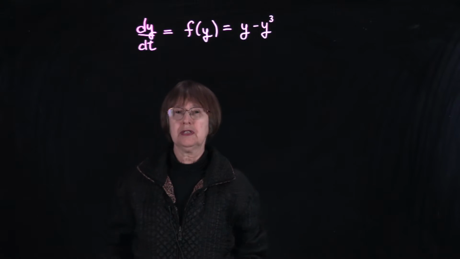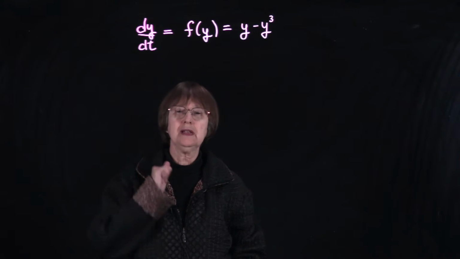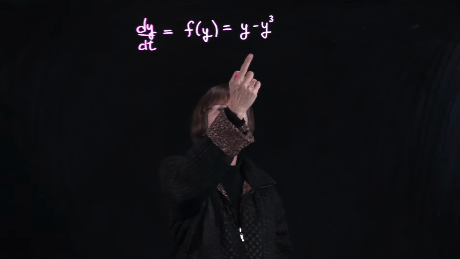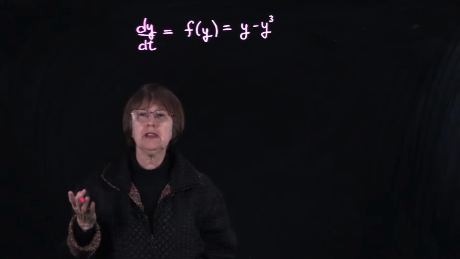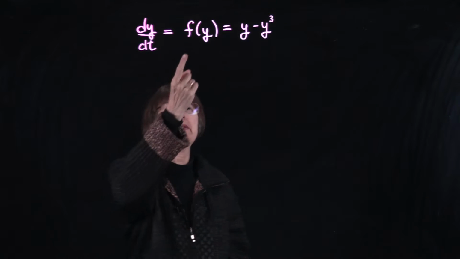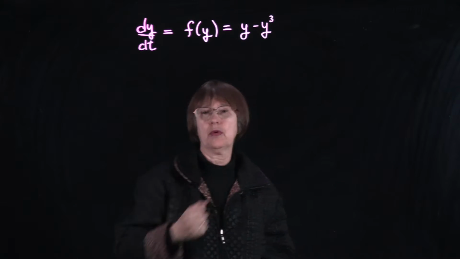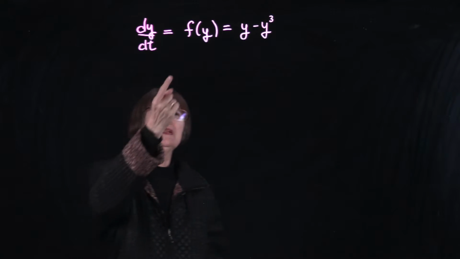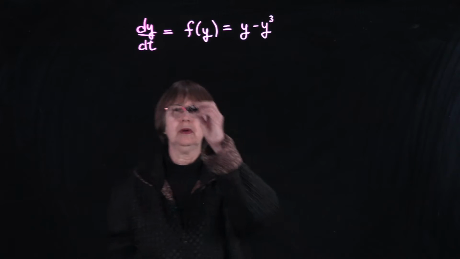Let's continue to discuss this equation with a slightly different point of view. Recall that we've already drawn a slope field of this, and everything in that slope field essentially depended on the function sitting on the right-hand side in this differential equation. Now, let's actually plot this function.